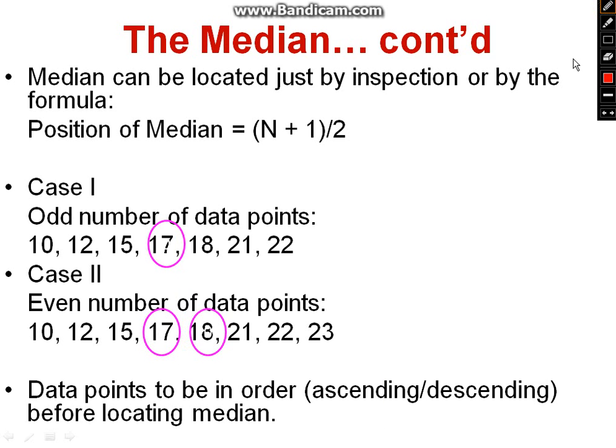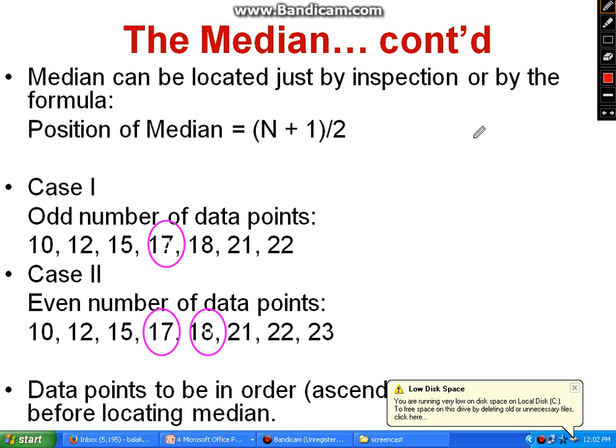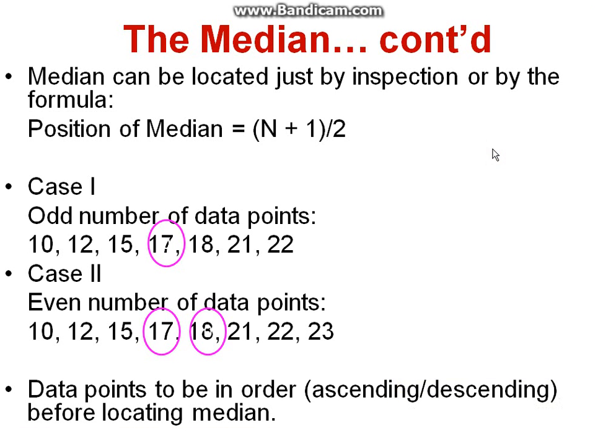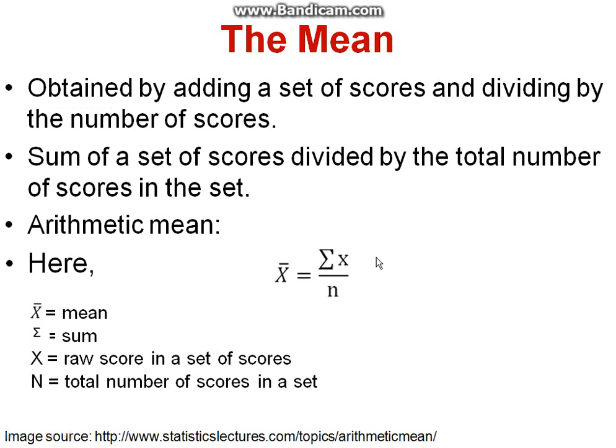Right, moving forward. The last measure of central tendency, which is the mean. The mean is the most commonly used measure of central tendency, and this is simply obtained by adding the given set of scores and dividing by the number of scores in that given data set. To define it formally, the mean is the sum of a set of scores divided by the total number of scores in the set.